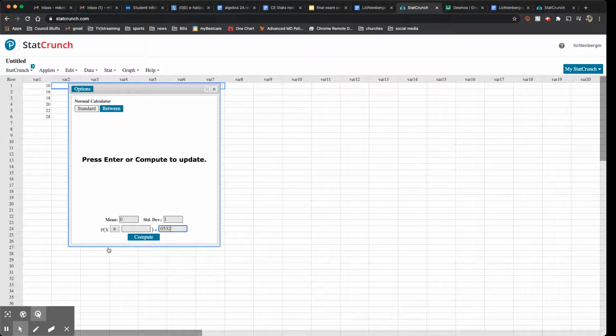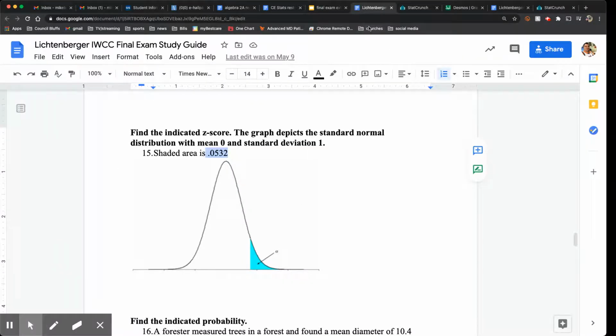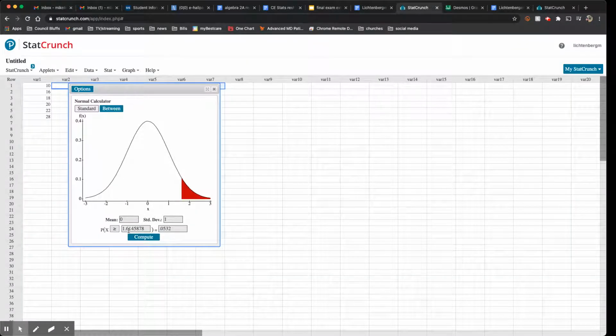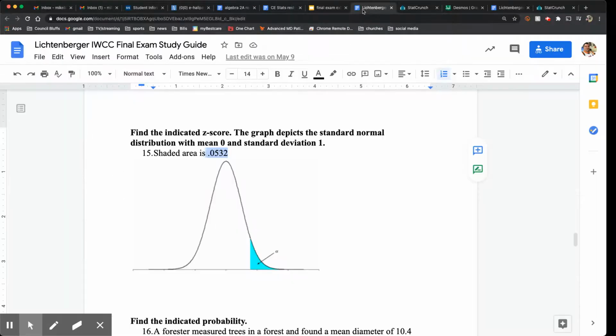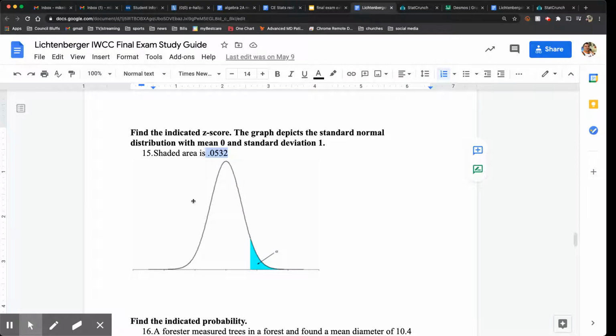So if I set it up this way, this will tell me, okay, what number gives me a probability of 0.0532, that will give me the answer. And you can see now that graph actually looks like this graph. All right. So we're going to round that to, it doesn't say, so we'll just round it to 2 decimal places here. So we're going to say that the answer is 1.61 for number 15.